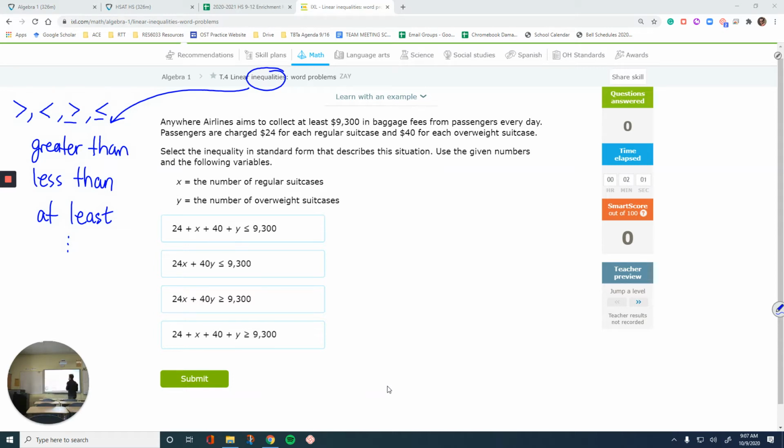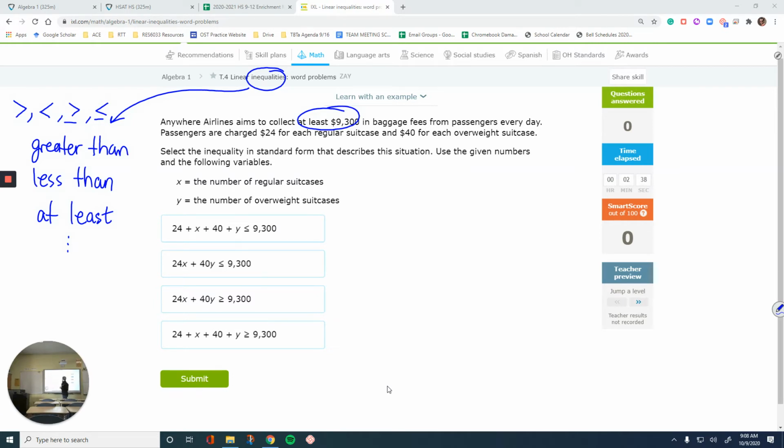So let's get to this one here. Anywhere Airlines aims to collect at least $9,300 in baggage fees. So what does that mean? If they're going to collect at least that much money. Now you need to come up with examples and statements that make sense to you. Can they collect 10,000? Can they collect 8,000? Based on that statement, your yes and no answers are going to tell you what kind of sign you'll need. Otherwise, what it says in here will usually be misleading.